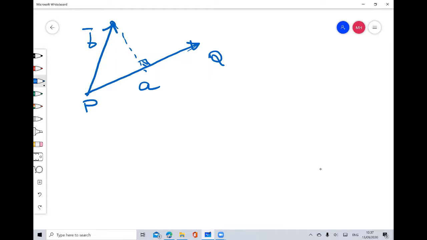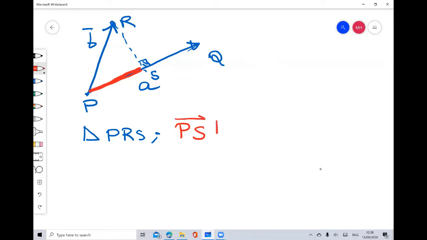Notice that this triangle PRS actually is a right angle triangle. By using this right angle triangle PRS, I will notice that the length of the line of interest of the projection, which is PS, but now I'm concerned about the length of this line PS, actually from geometry is equal to B cosine the angle between the two vectors. Okay, if this theta is the angle between my two vectors, then the length of this is equal to B times cosine theta.